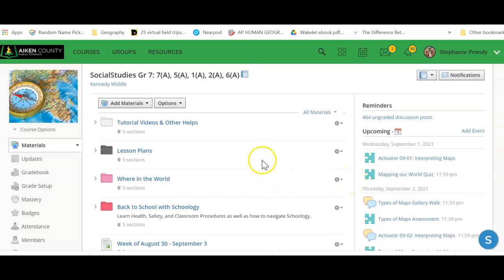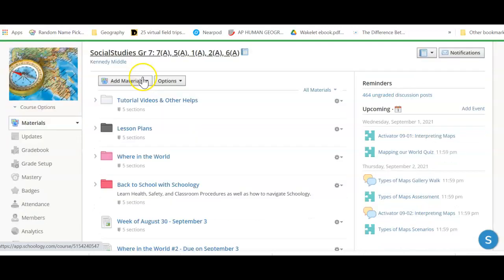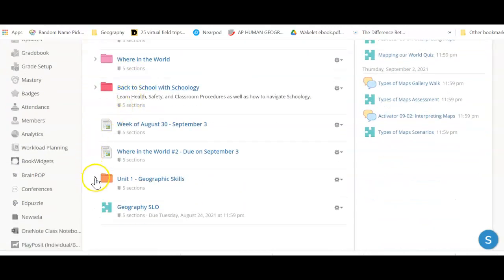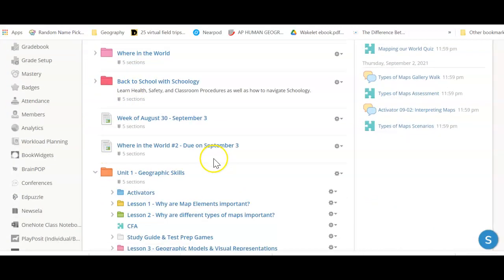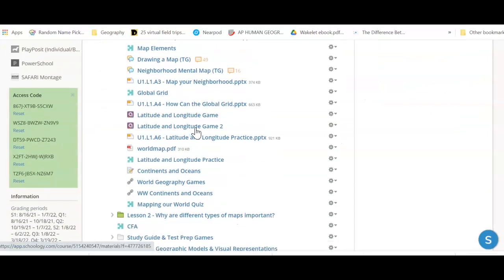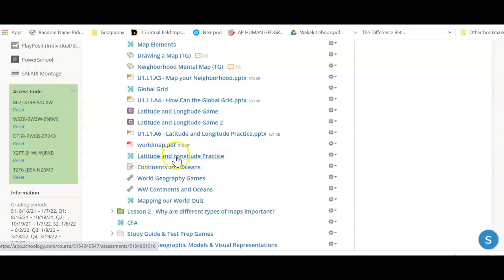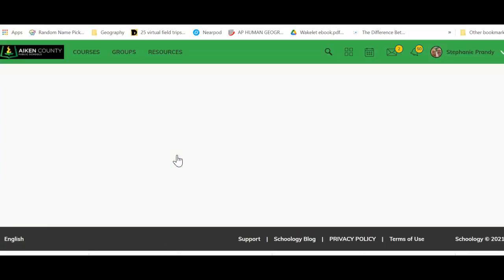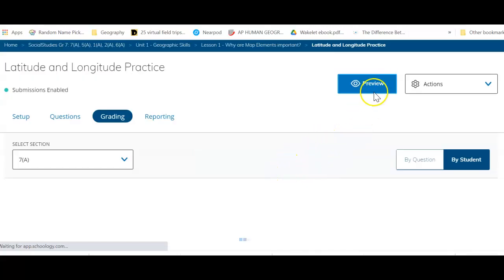Practicing latitude and longitude. If you need help with practicing latitude and longitude, you're going to use this video. So where is it located? We're in our course, and you're going to go to your Unit 1 folder, and in your Lesson 1 folder, and you'll scroll down until you see latitude and longitude practice. You can also go through grades and choose that as well.